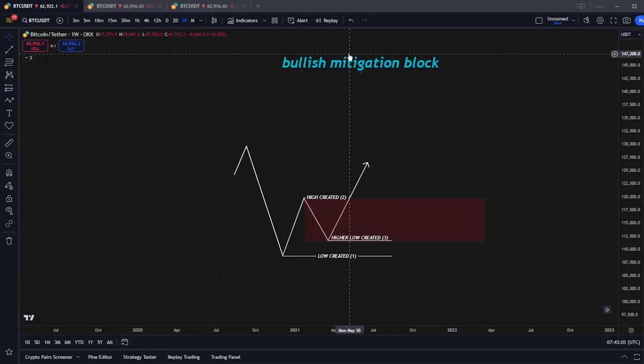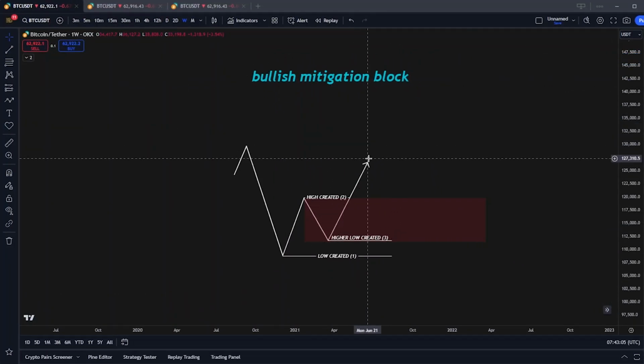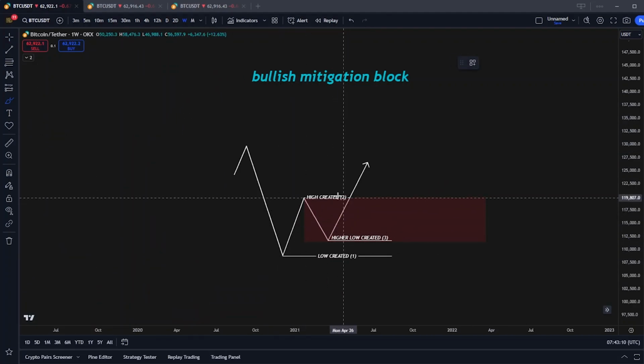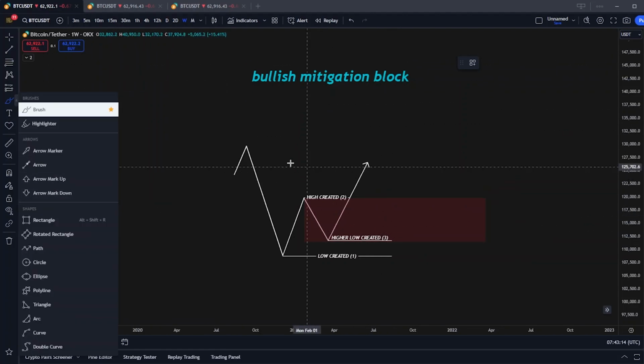Now here's how we would usually plan out a trade for a bullish mitigation block. So again, after step 1 is created, we create the low, then step 2 we create the high, and step 3 we create the higher low. This will be our mitigation block. Now you want to draw on the mitigation block after the high is cleared, like here.